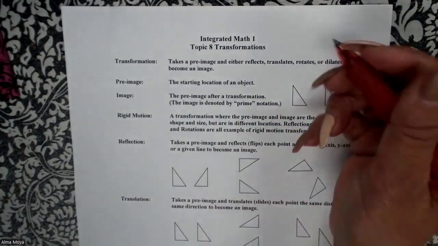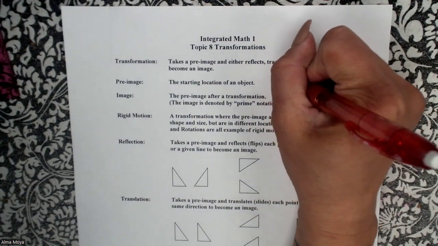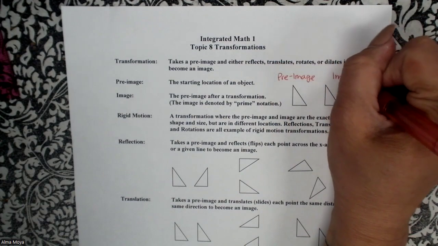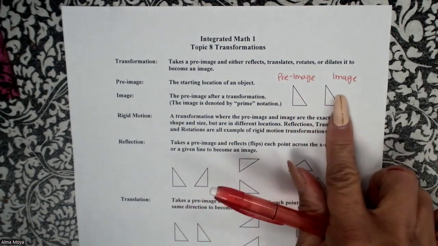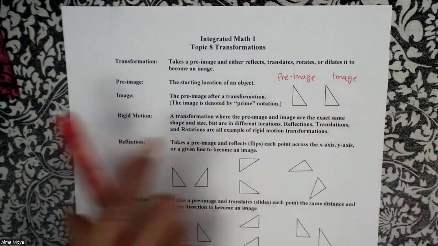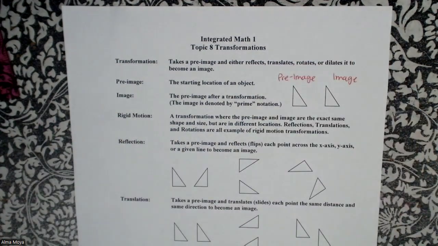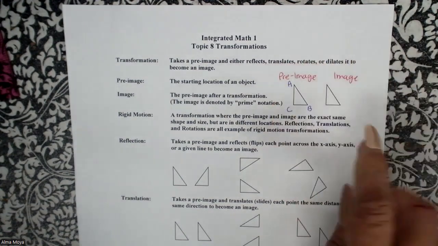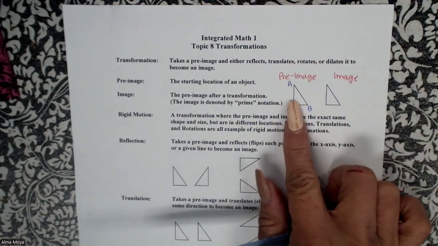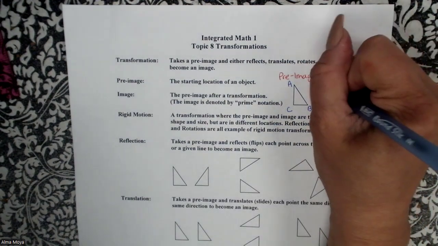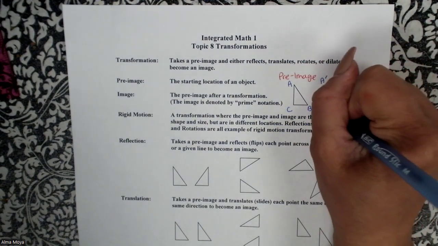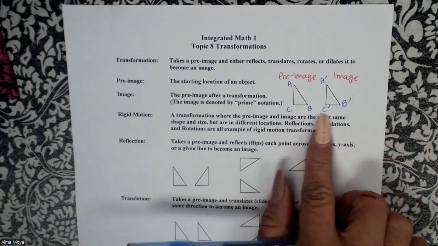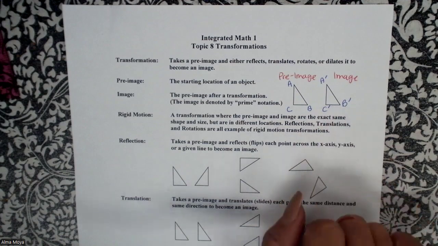So like right here, this one's called the pre-image. This one right here would be called the image. This one right here would be a translation because I'm basically sliding it. On the pre-image, we will label it like A, B, C. When you are done translating it, moving it, this becomes A prime, B prime, C prime. That's how you can tell the difference. Has there been some type of transformation? On this one, yes.